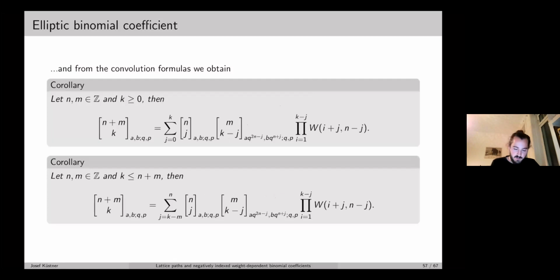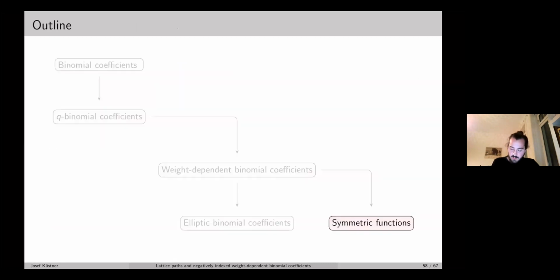And the nice thing about this summation formula is that this Vandermonde convolution that I showed you before, in the elliptic case, is similar to a very important summation formula in elliptic hypergeometric series called the Frenkel-Turaev sum. And the last thing that I also just briefly show now, because I'm running out of time, are symmetric functions.